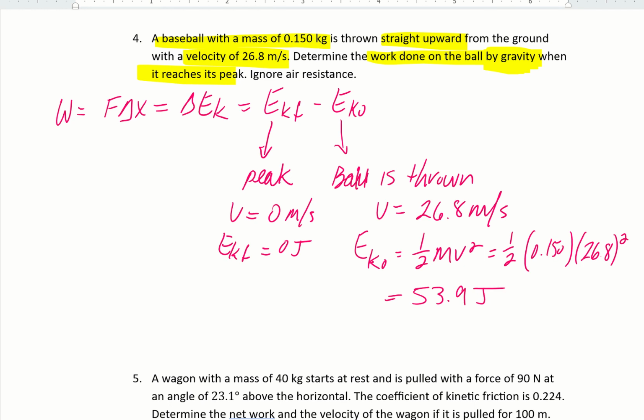So my work done by gravity is 0 minus 53.9, so the work is negative 53.9 joules. And again, the negative is just saying that energy is leaving the system. So we're getting less and less kinetic energy as we go up. That's it. Just using the work energy theorem and what you know about projectile motion.